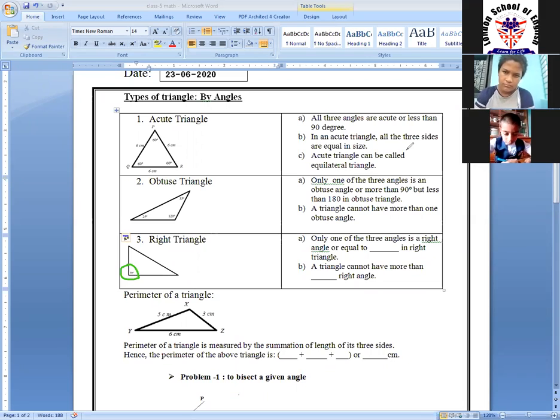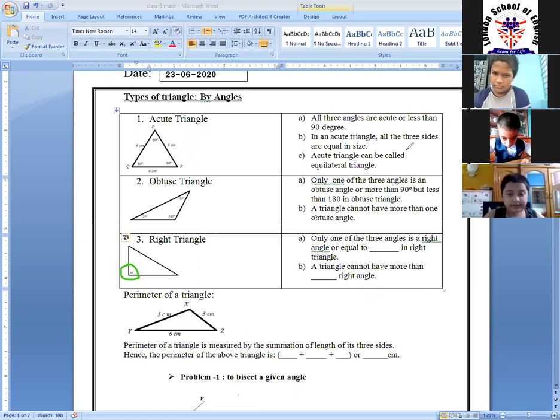What is right angle? Sir, there is right angle. Yes, what is right angle? Okay, then you just listen. I'm telling.